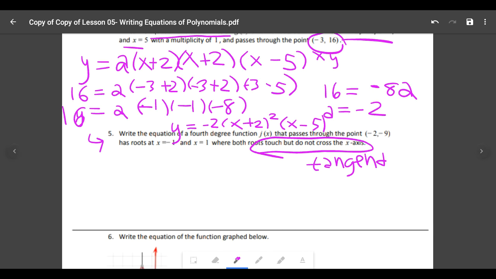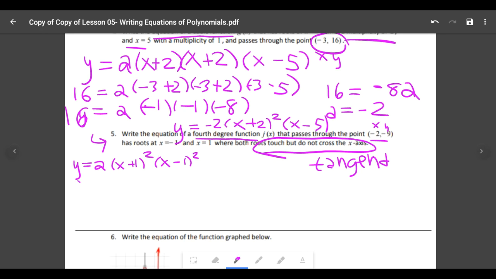Okay, at this point you've tried it. Here, they gave us a point. We're going to use that as our x and y to plug in to find a. They tell us it's 4th degree, so we know we should end up with 4 factors. We have roots at -1 and +1, but both roots are spots where it's going to be tangent to the x-axis. It doesn't actually cross, so we know that those are repeated roots. So when we set this up, we're going to say x plus 1 and another x plus 1. You can get fancy and write it squared. Same thing with the x minus 1.